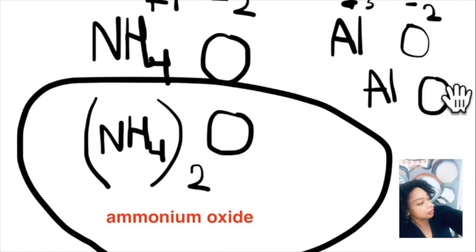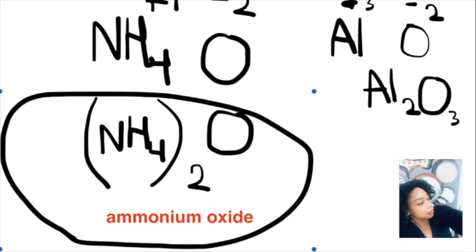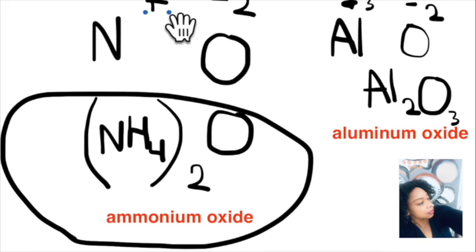Don't confuse it with aluminum oxide. Aluminum is Al. Aluminum oxide is Al, and then it has a 2, because we crisscross, remember? Ammonium oxide is different from aluminum oxide. They both have the oxides, but aluminum is the metal aluminum, and ammonium is polyatomic, okay?